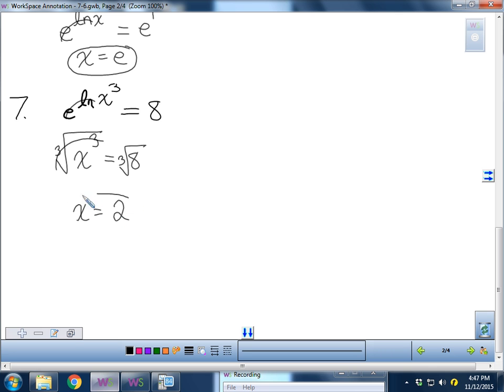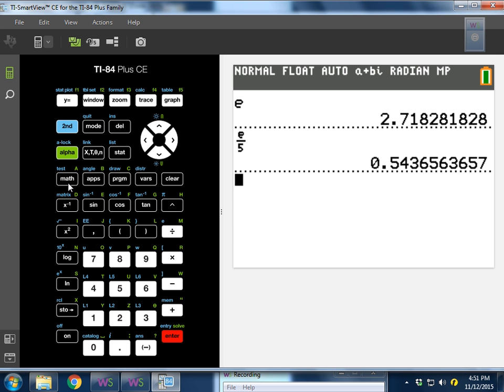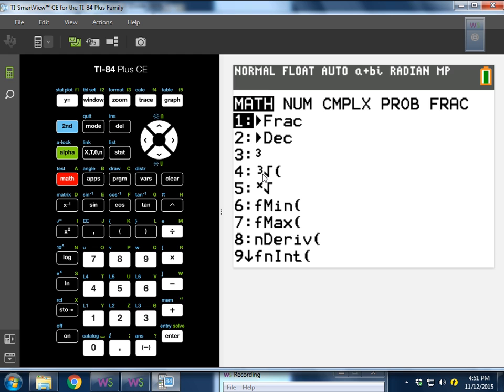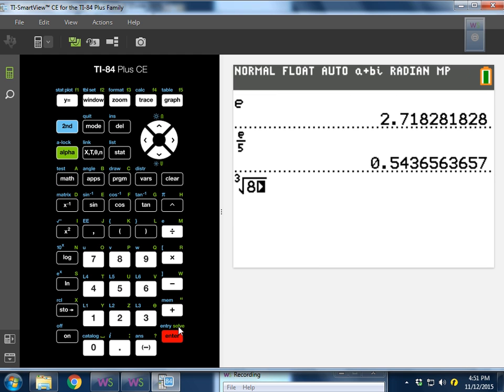If you do it in your calculator, remember that you need to choose math. This is a cubed root right here for option 4. And then all I have to do is put in 8, and it's going to tell me that that's 2.